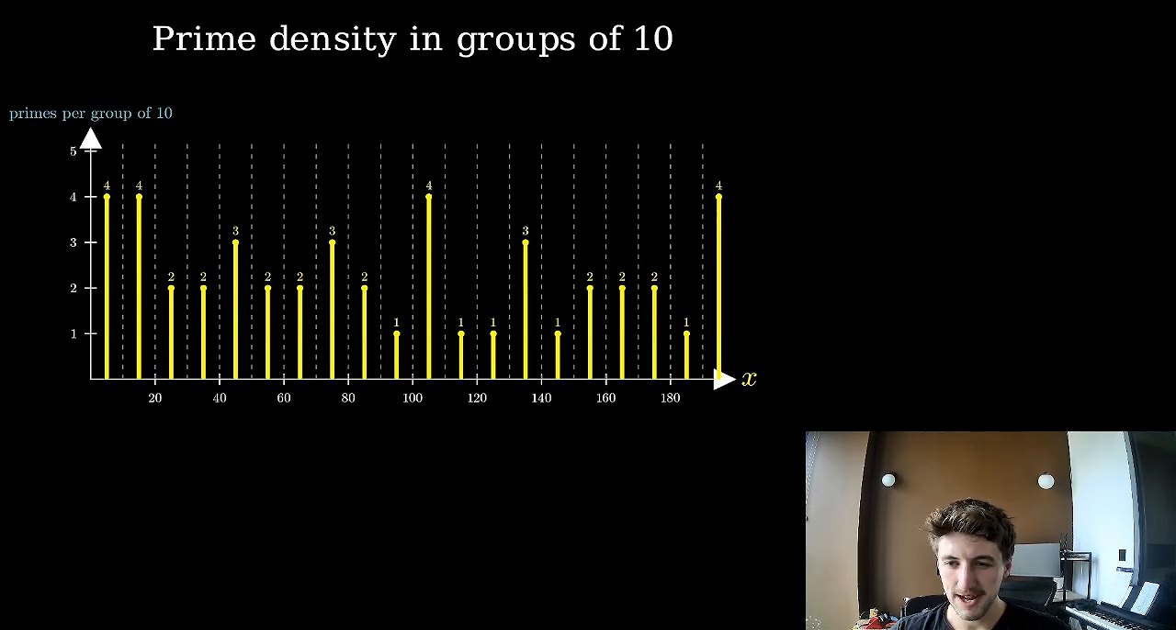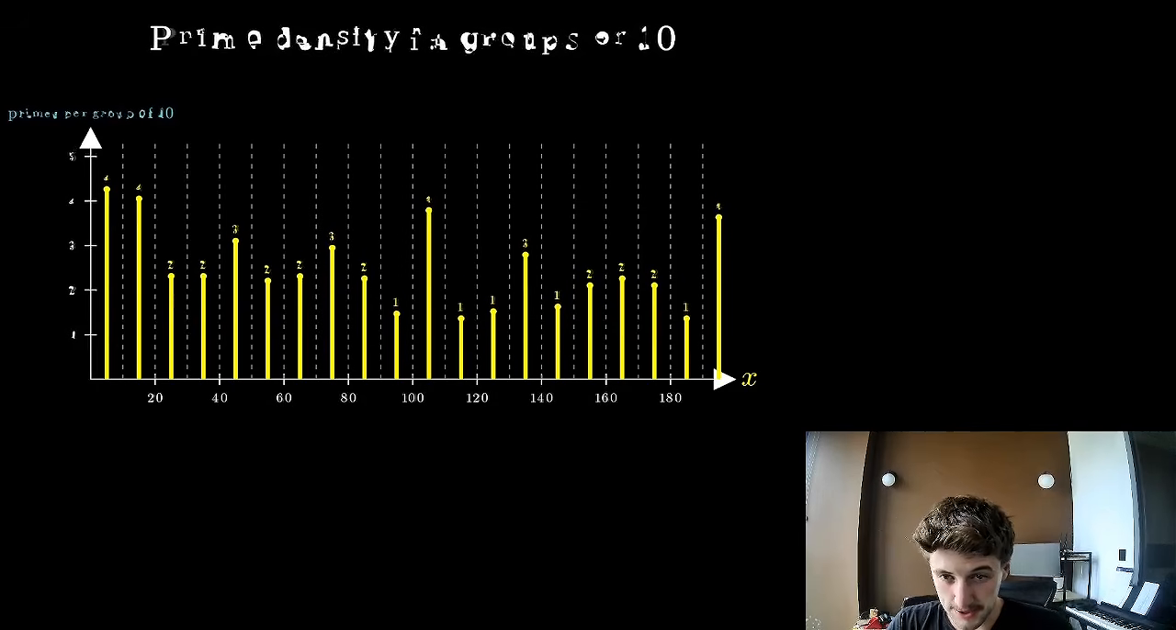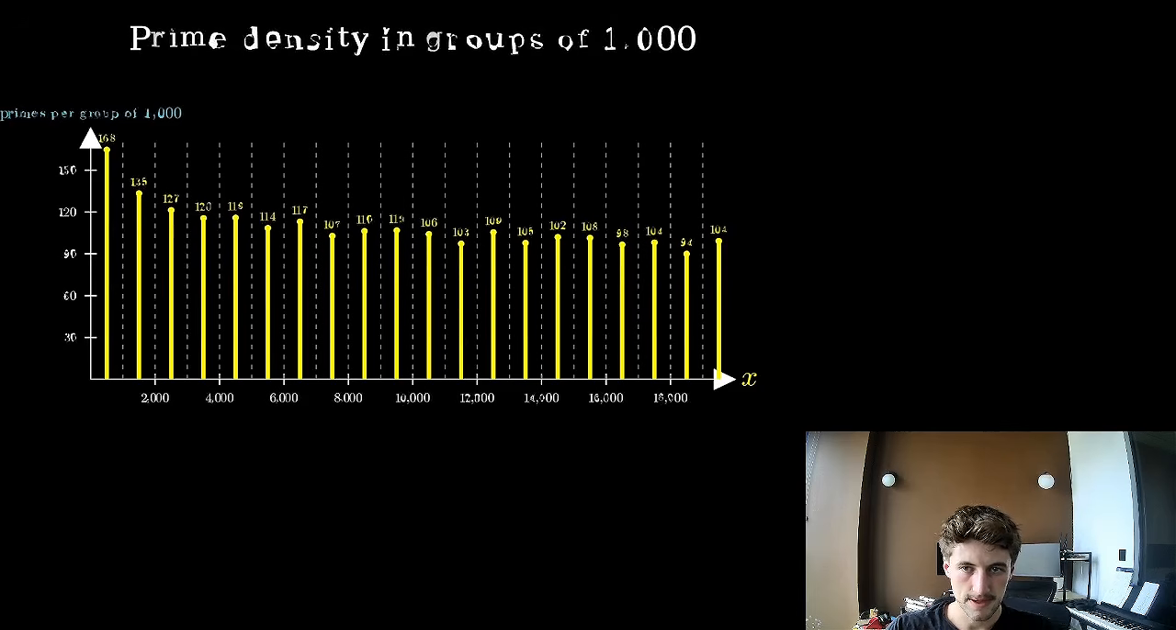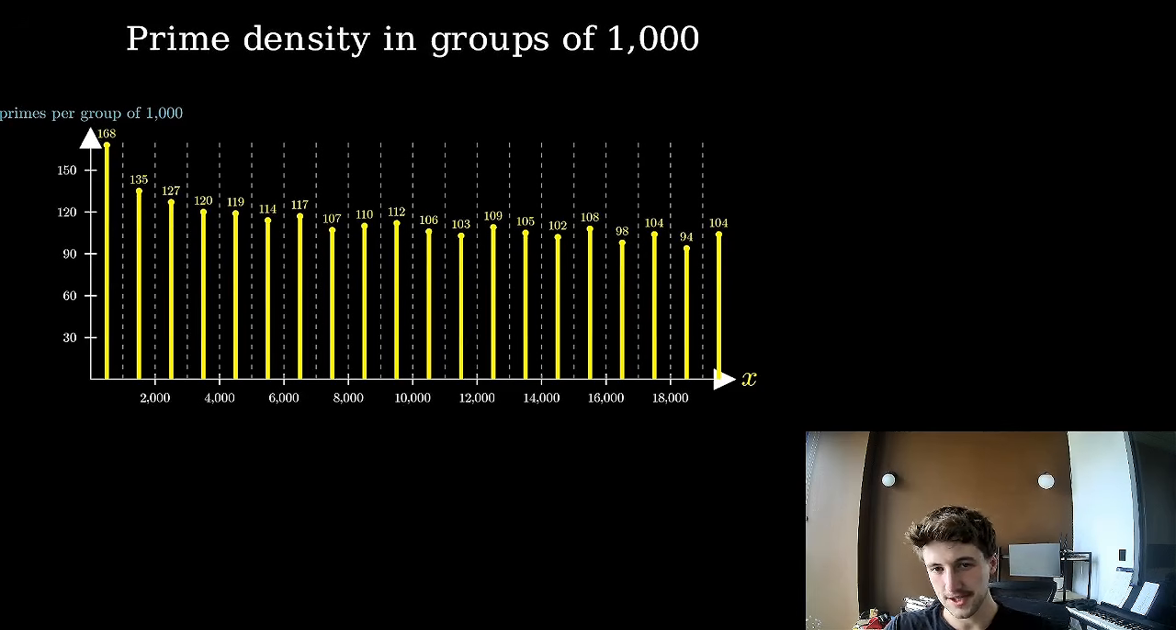There's not really a pattern that's emerging here, so let's increase the group size and see if there is. So in groups of 100, you can see the first 100 has 25 primes, the second 100 has 21, the third 100 is 16. And then we'll look at it with 1,000, and we're starting to see a bit more of a pattern emerge. So within the first 1,000, there's 168 primes. Within the second 1,000, there is 135 primes. And what this really means is that if you took a random number in the first 1,000 numbers, there is a 168 out of 1,000 chance that that number is going to be prime.